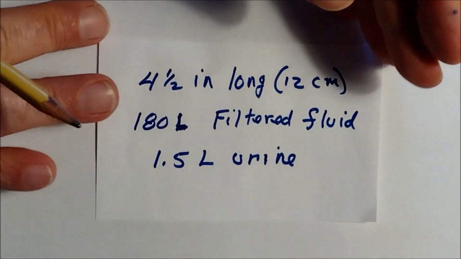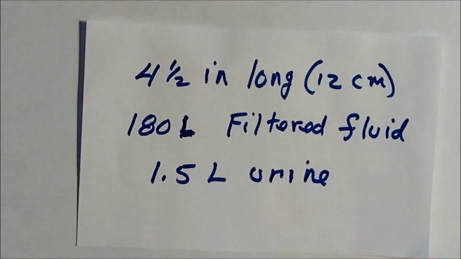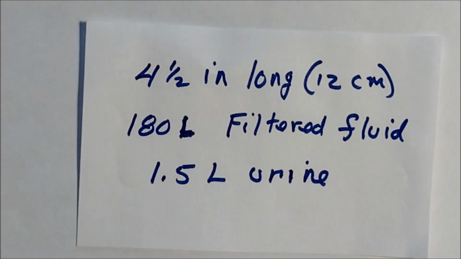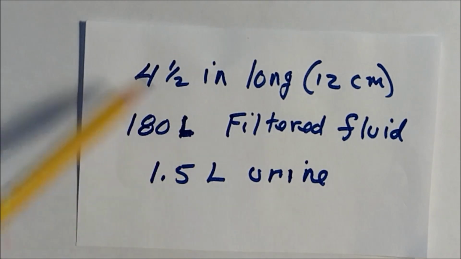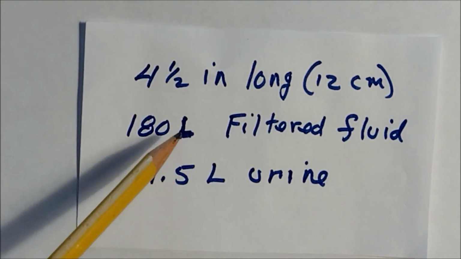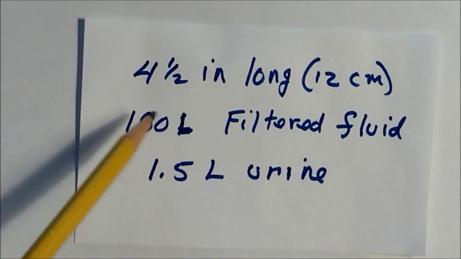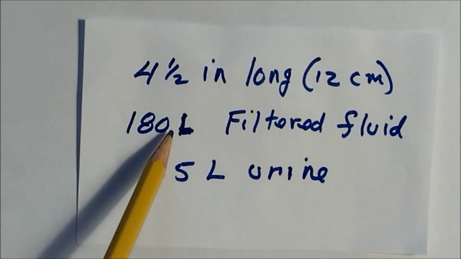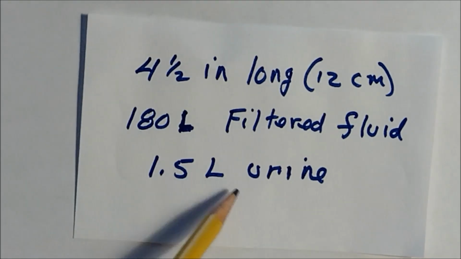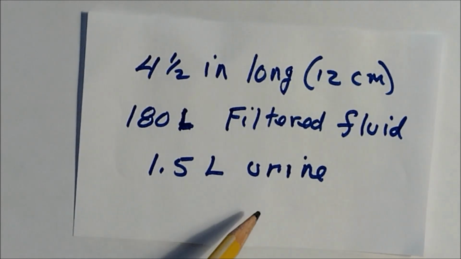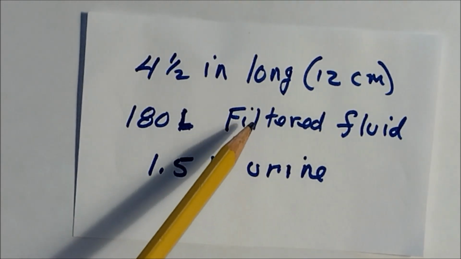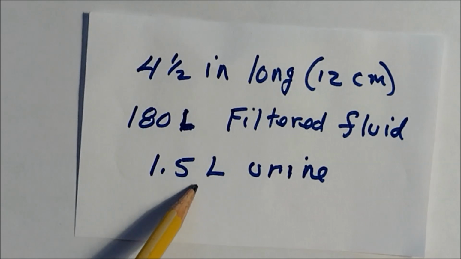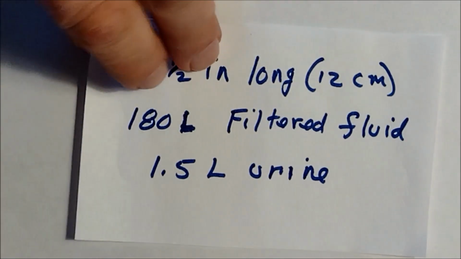They're each about 4.5 inches long, about 12 centimeters. About 180 liters of filtrate flow through the kidneys per day. Now this is not blood, and I'll show you what the difference is in a minute. It's called filtrate. It's sort of blood plasma, but you can see it's a huge amount that flows through the kidneys. But out of that 180 liters of filtrate, only 1.5 liters of urine is produced per day on the average. So a lot of, I guess we would call it plasma, flows through the kidneys, but only a fairly small part of it becomes urine. Okay.